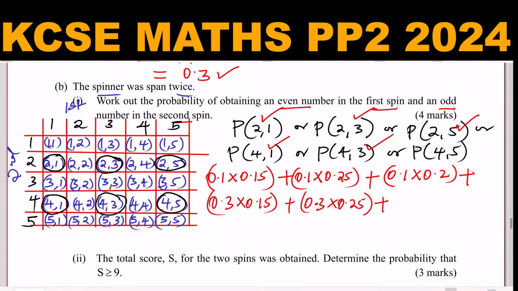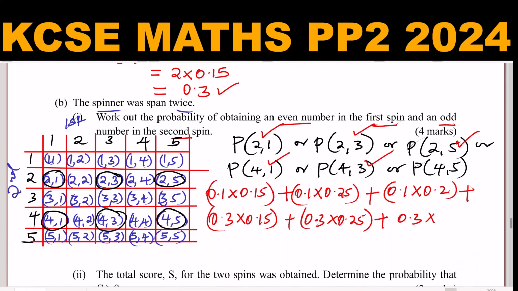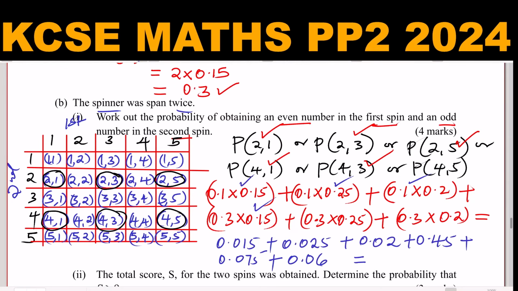The last one is the probability of getting a 4 and a 5. The probability of getting a 4 is 0.3. The probability of getting a 5 is 0.2. Now what you need to do is simply multiply and add everything. 0.3 times 0.15 will give 0.045 for this one.